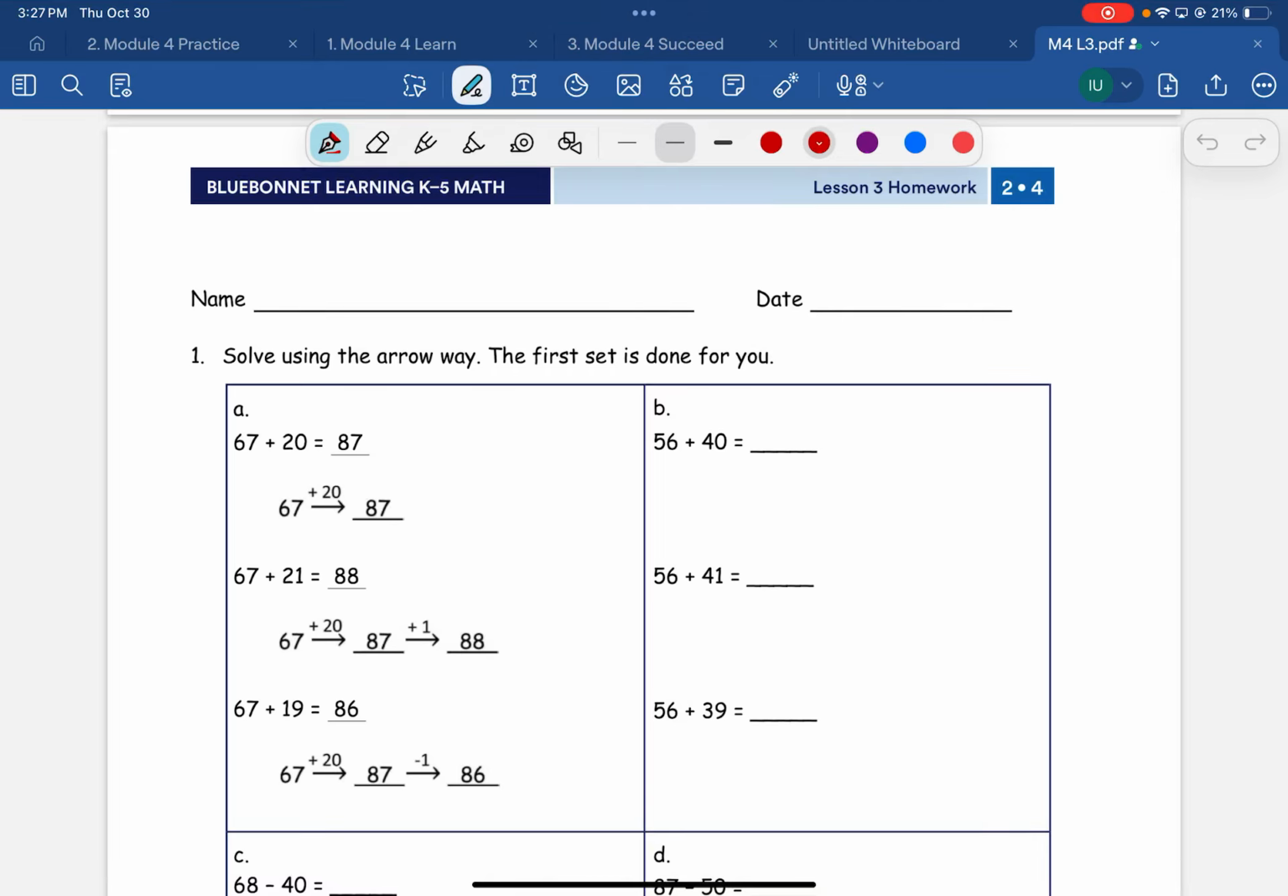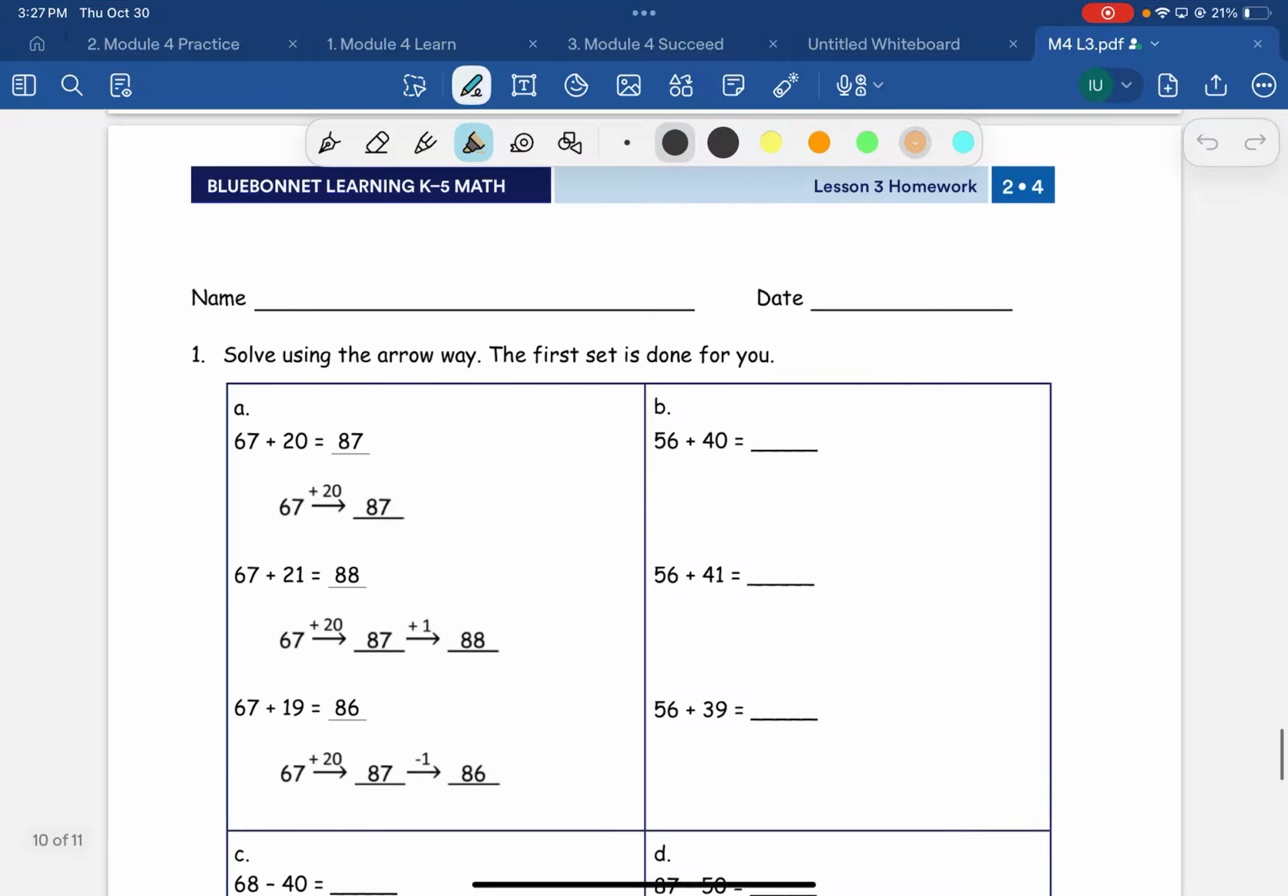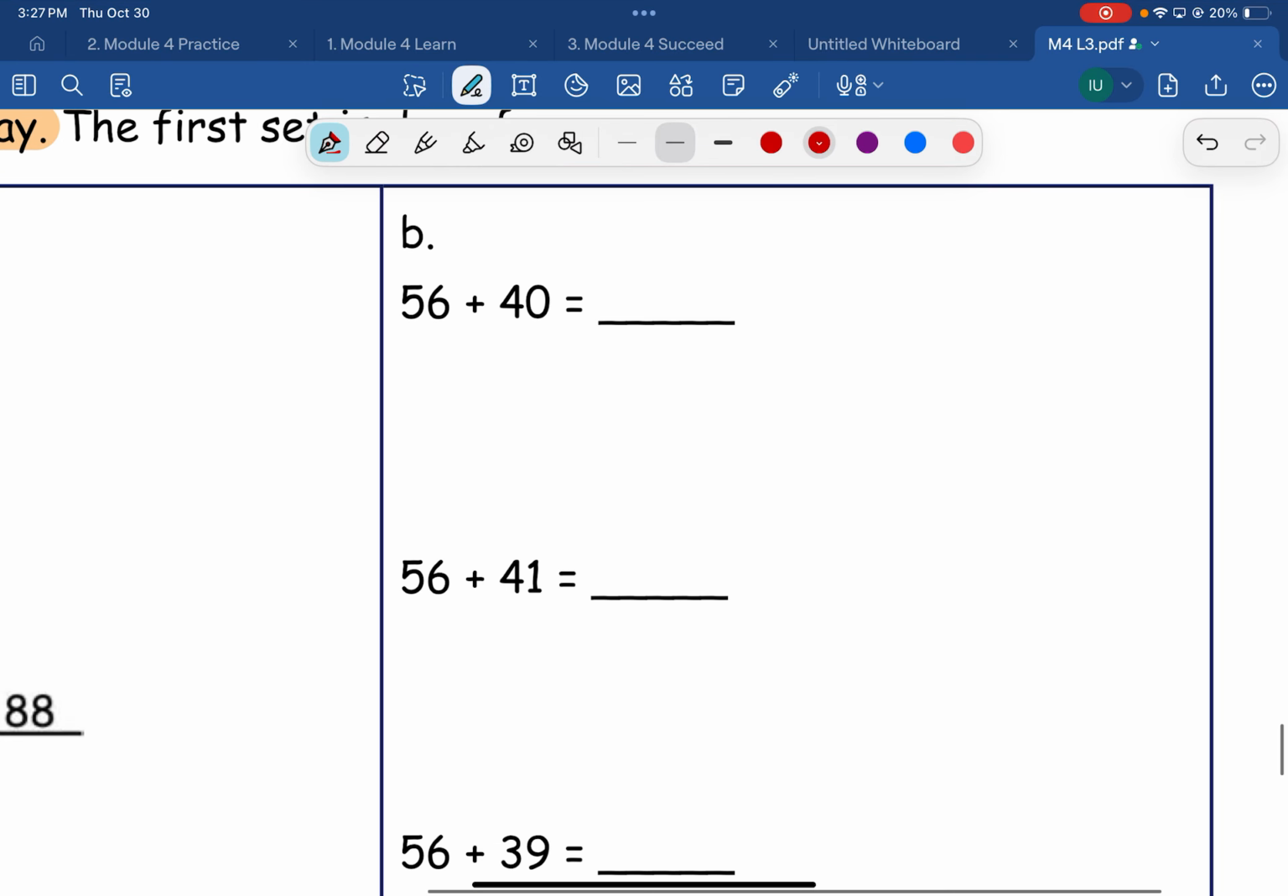Okay, boys and girls, today we're going to do our homework on lesson 3, and it's solving using the arrow way. The first one is done for you, so I'm going to go ahead and get into the second question. Alrighty, so we're going to see 56 plus 40. What you do is you start with 56 and you add 4 tens.